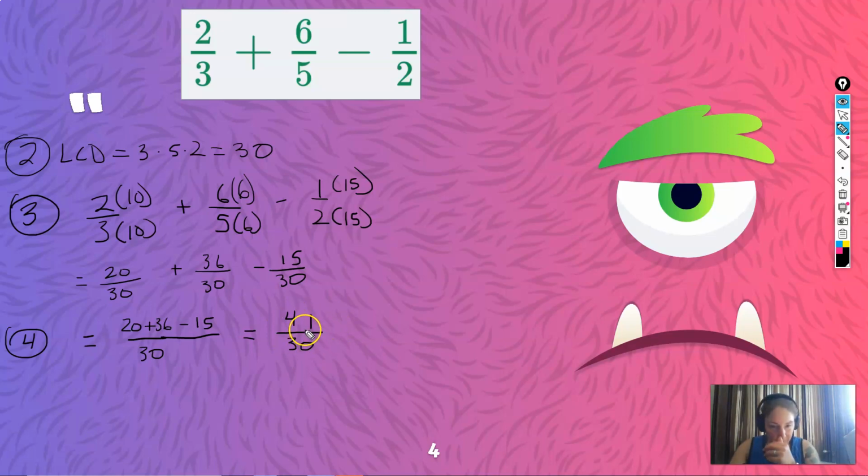And can I reduce that anymore? 41, nope, not divisible by 3, not divisible by 5, not divisible by 2, nope, we're done. So 2/3 plus 6/5 minus 1/2 is equal to 41 over 30.